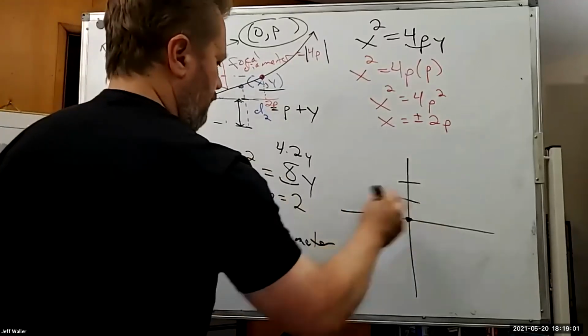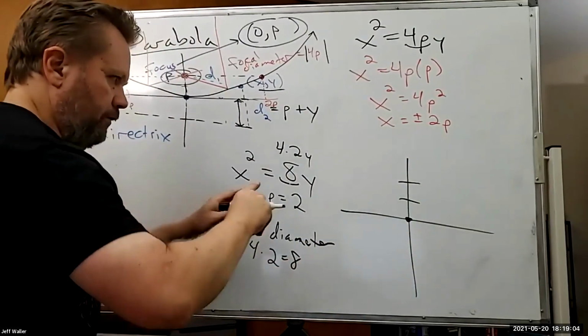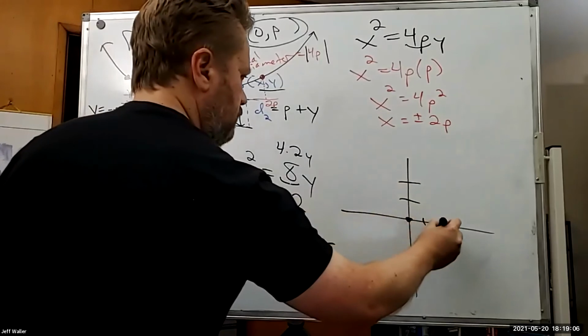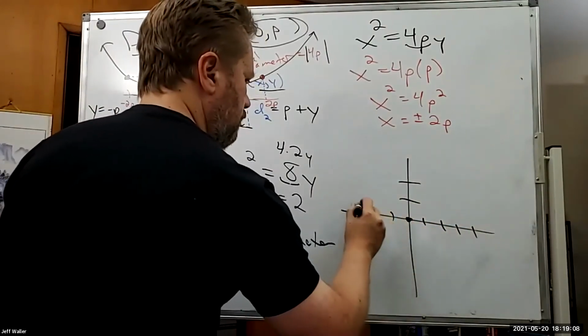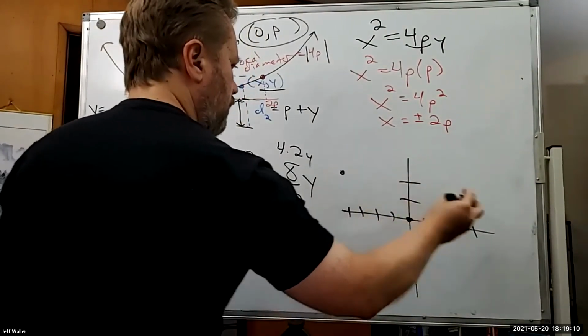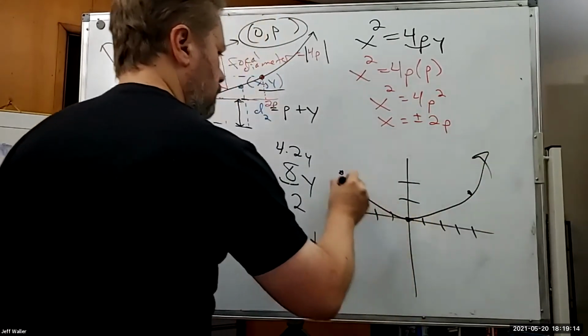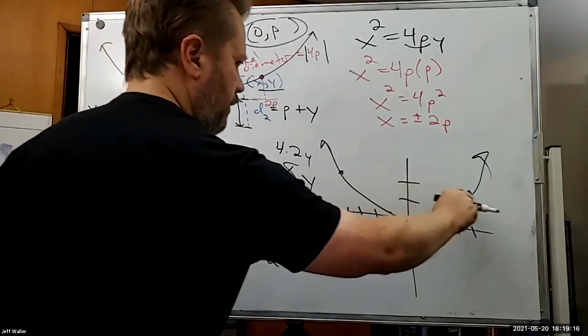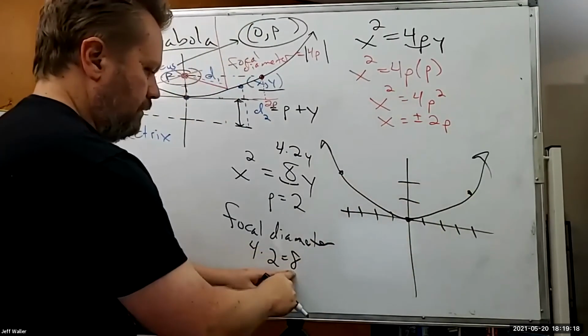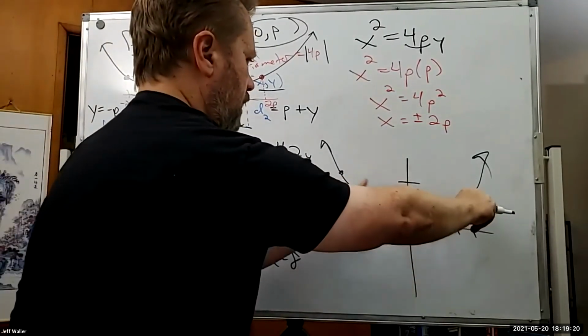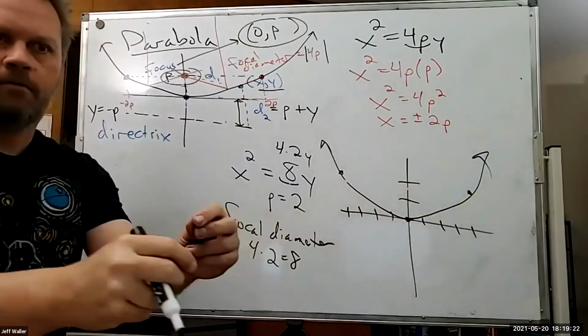If I go up and down 4 so that I get a length of 8, 1, 2, 3, 4, 1, 2, 3, 4, now I'm done. I've graphed it, because I know the diameter at the focus is 8. So I go up 4, down 4. Done.